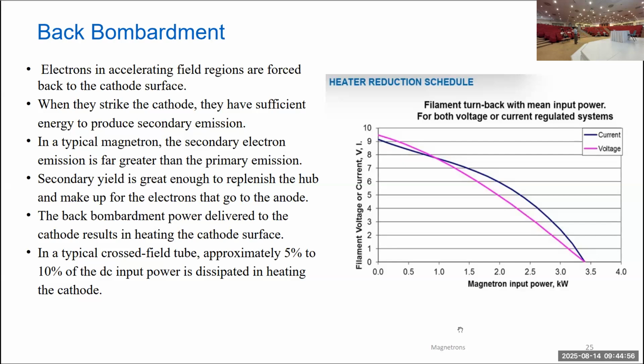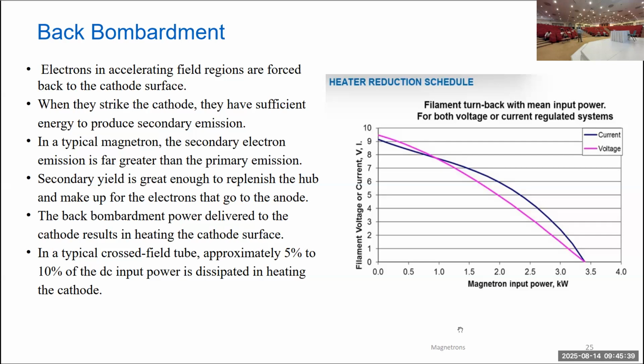For example, initially you have to heat the cathode with the full required voltage and current. As you increase the average power of the magnetron, back bombardment starts, and you have to reduce the heating you are providing from outside to the filament. And when the average input power of the magnetron reaches this level, you totally shut down the heating of your cathode.